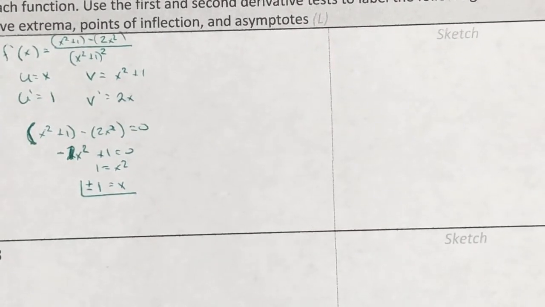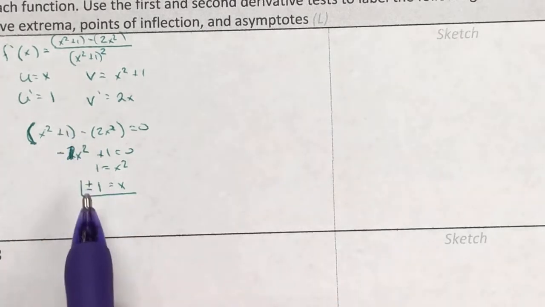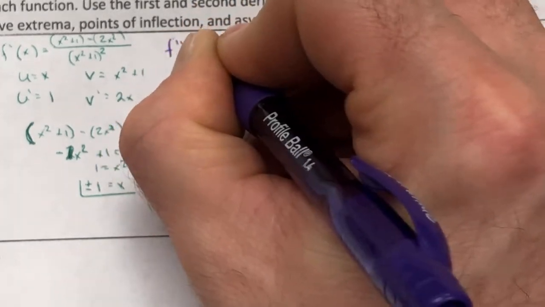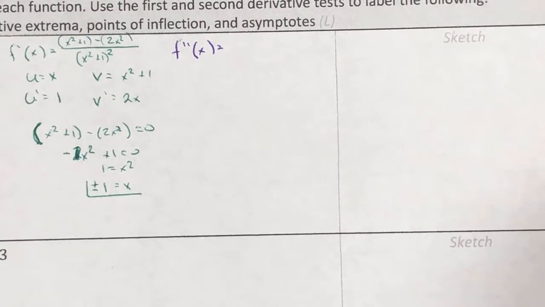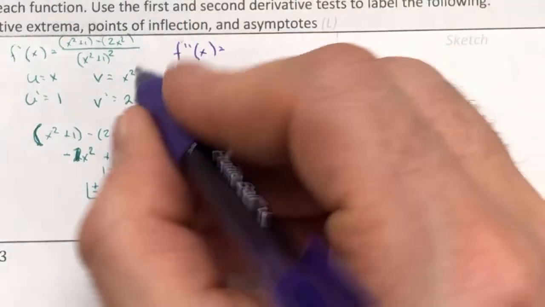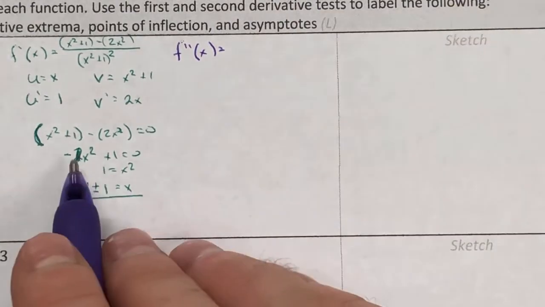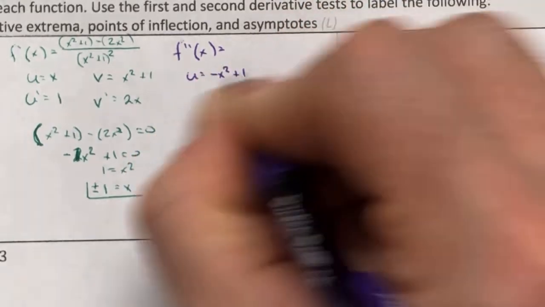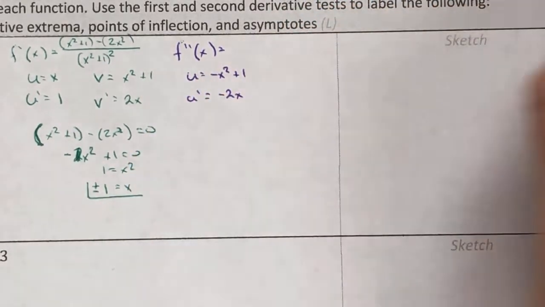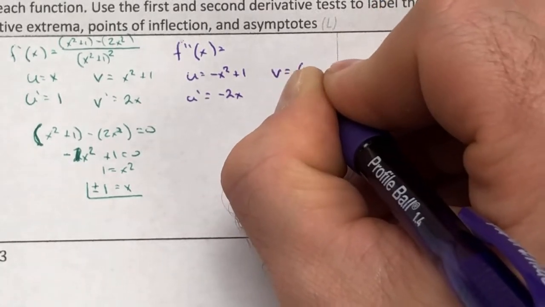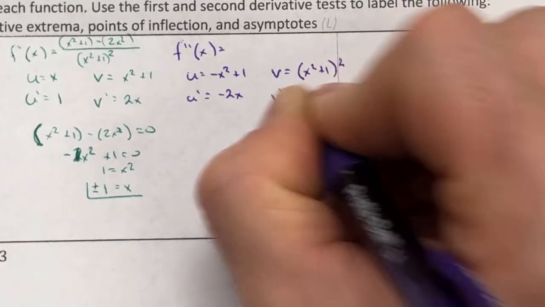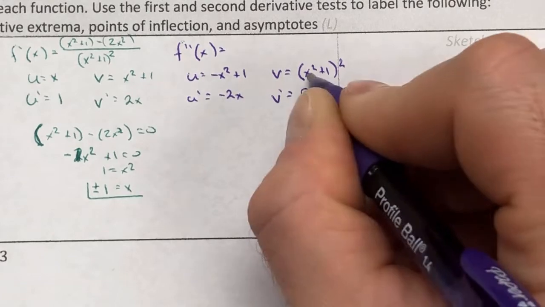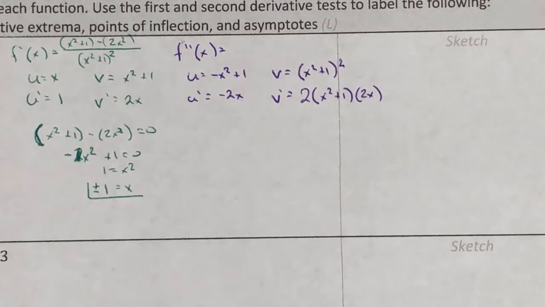After finding the first derivative, I want to find where it changes between positive and negative 1. So I'm going to use the second derivative to find those points, the points where it changes from concave up to concave down. So again, I've got what looks like a quotient rule. I know that this simplifies down to negative x squared plus 1. So I'm going to say my u is negative x squared plus 1, so u prime is negative 2x. v is going to be x squared plus 1 squared. For v prime, we go ahead and use the chain rule shortcut here. So 2 times x squared plus 1 times the derivative of that, which is going to be 2x.